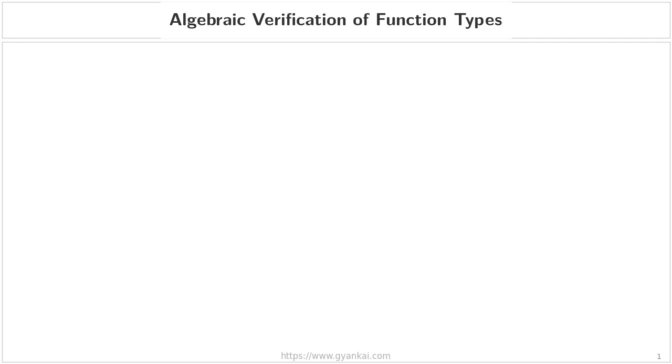Algebraic verification of function types. Hello, everyone. Let's begin our session on the algebraic verification of function types.